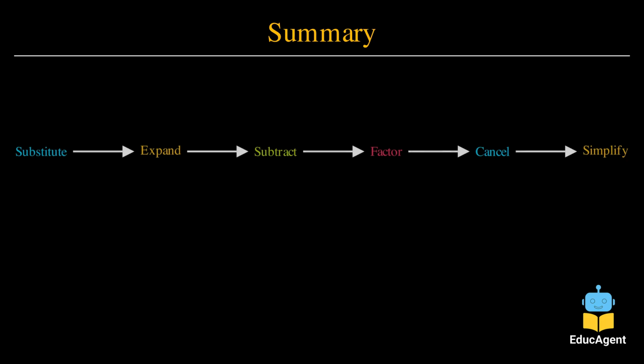The workflow is consistent every time. Substitute carefully, expand, subtract, then simplify by factoring and canceling. Our final simplified difference quotient is minus 3 minus h.